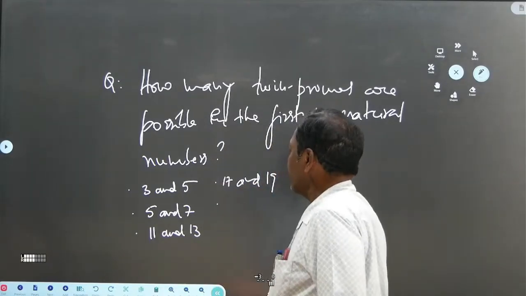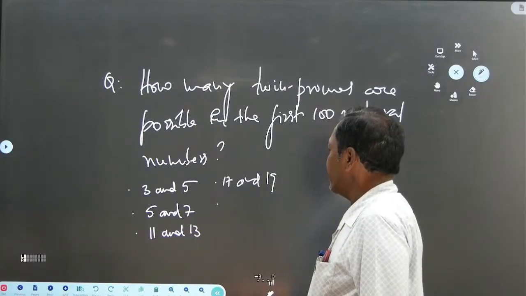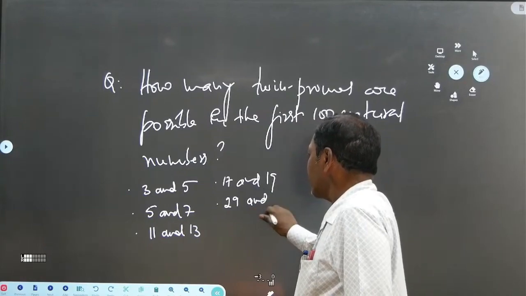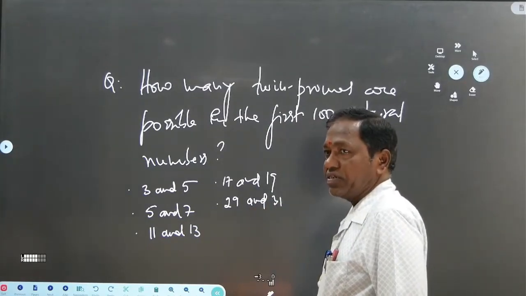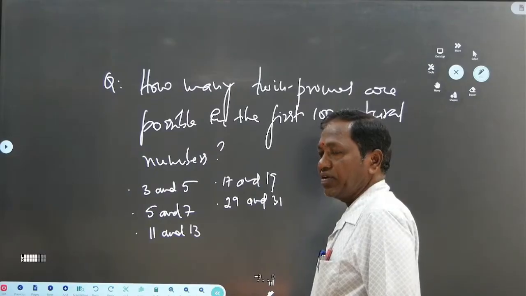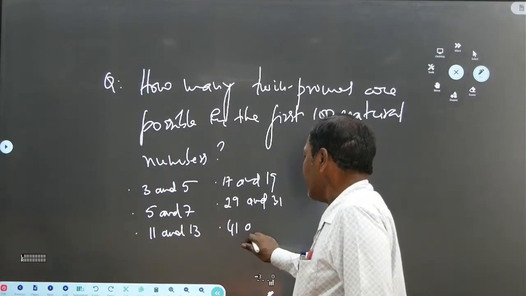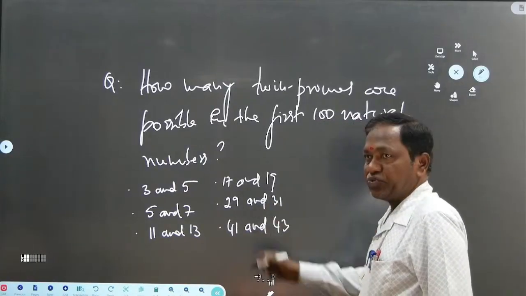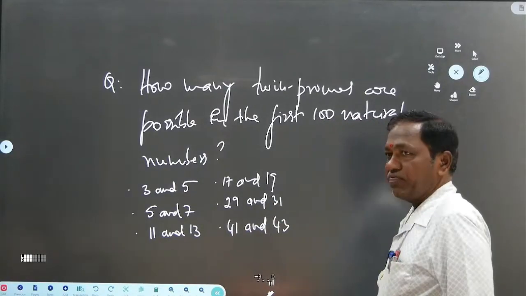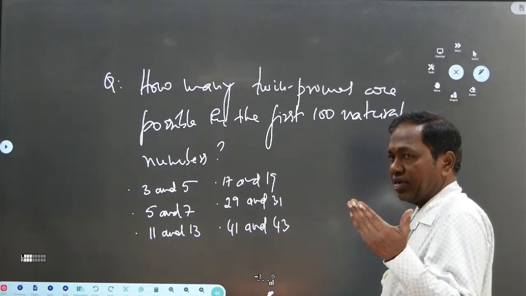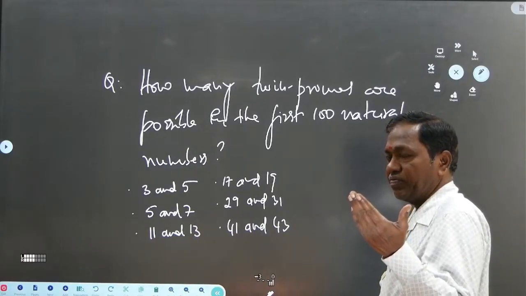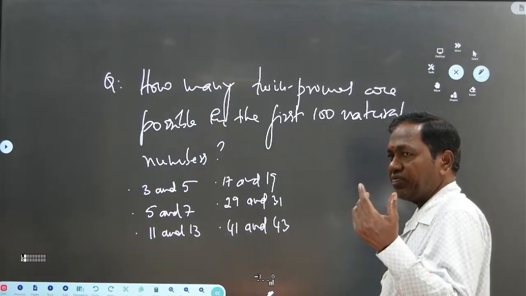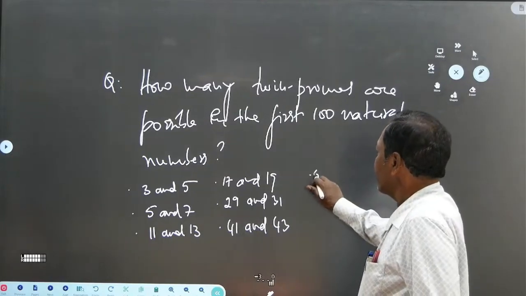Okay. 29 and 31. Then 41 and 43. So the difference between these two numbers is 2. Right. Then 51 is a multiple of 3. 53, 59, 61. 59 and 61, isn't it?